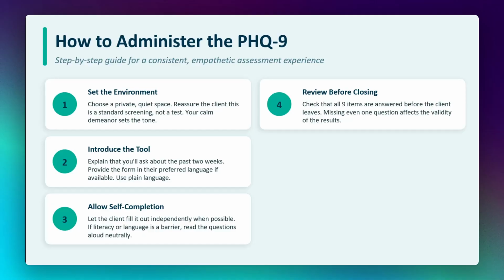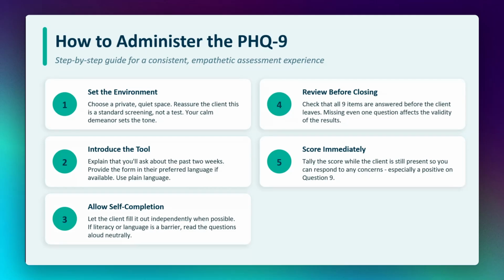Step 4, review the form for completeness before the client leaves. If you happen to be using a case management software with digital forms, you can often make the questions required. That will help you avoid skipped questions. And step 5, score the PHQ-9 immediately. That way, if a question like question 9 flags concern, you can act in real time, not after the client has walked out the door.